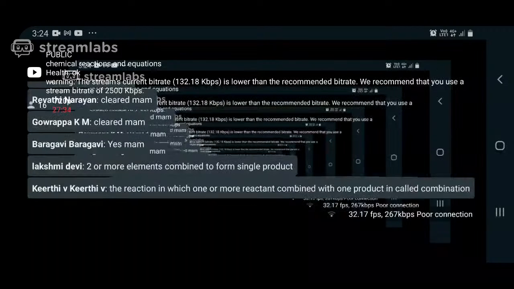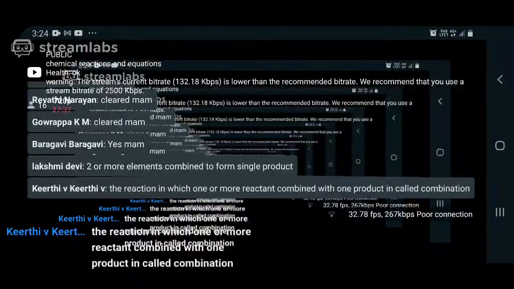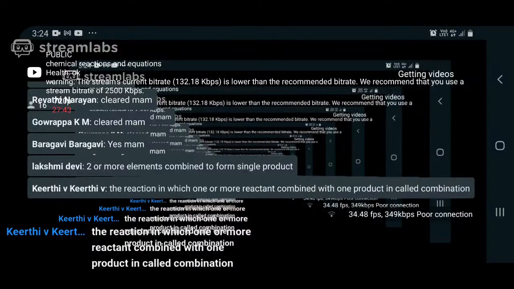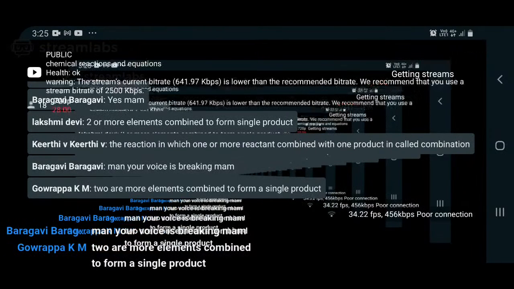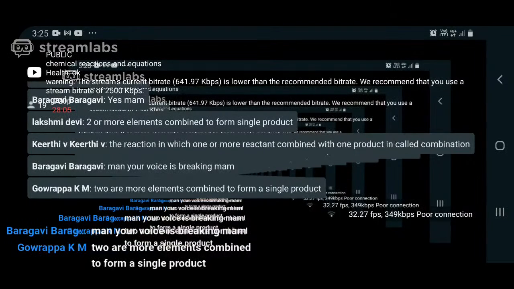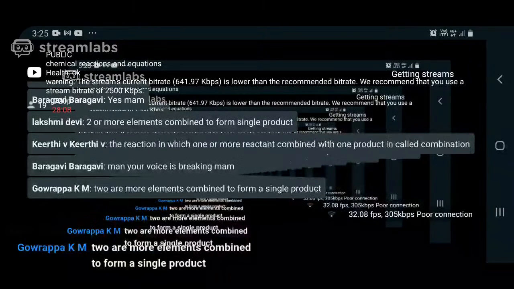Yes, Diksha, correct answer. When 2 or more elements combine, it forms a single product, which is known as chemical combination. Very good answer. Yes, Kirti. Yes, Varsha, your answer is also correct. Yes, all of you are answering correctly, and I hope everybody got what chemical combination is.